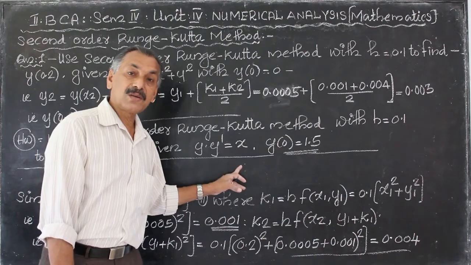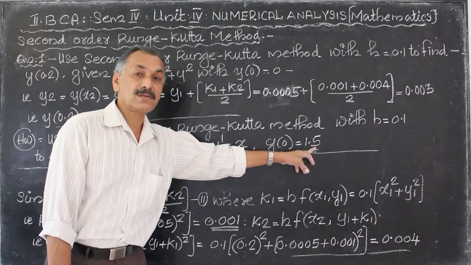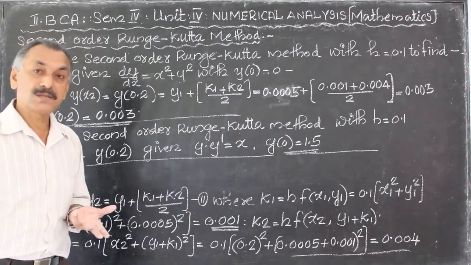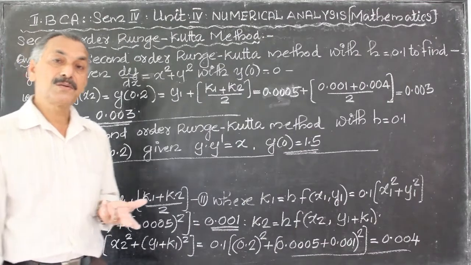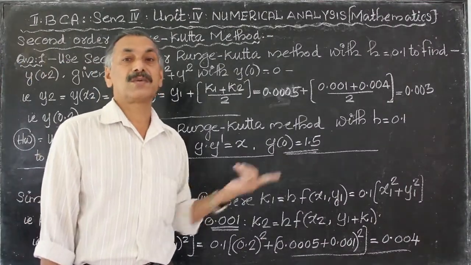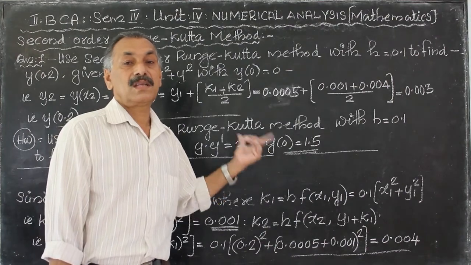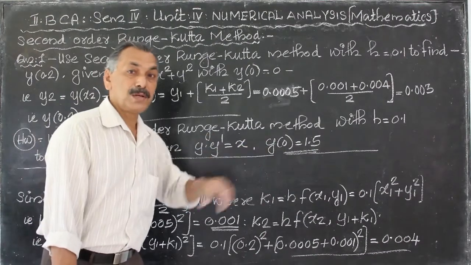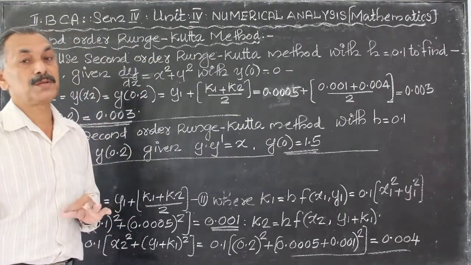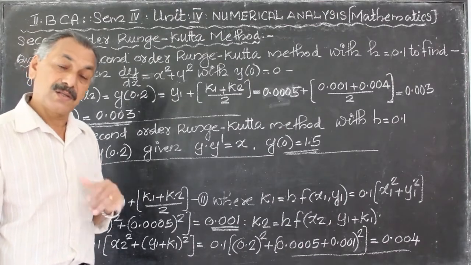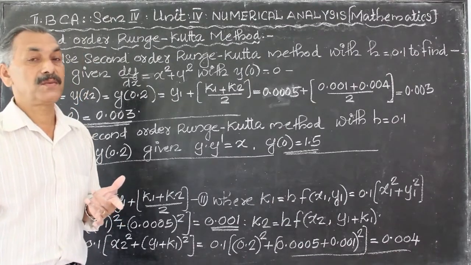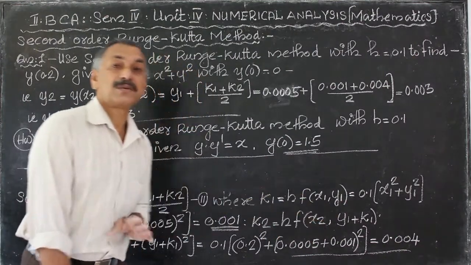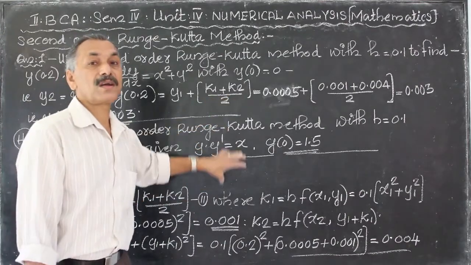Then what is y1? y1 is equal to y0, which is 1.5, plus k1 plus k2 by 2. What is k1? k1 is equal to h into f of x0, y0, and k2 is equal to h into f of x1, y0 plus k1. Then y2 is equal to y1 plus k1 plus k2 by 2, where k1 is equal to h into f of x1, y1 and k2 is equal to h into f of x2, y1 plus k1. Then you will complete the homework.